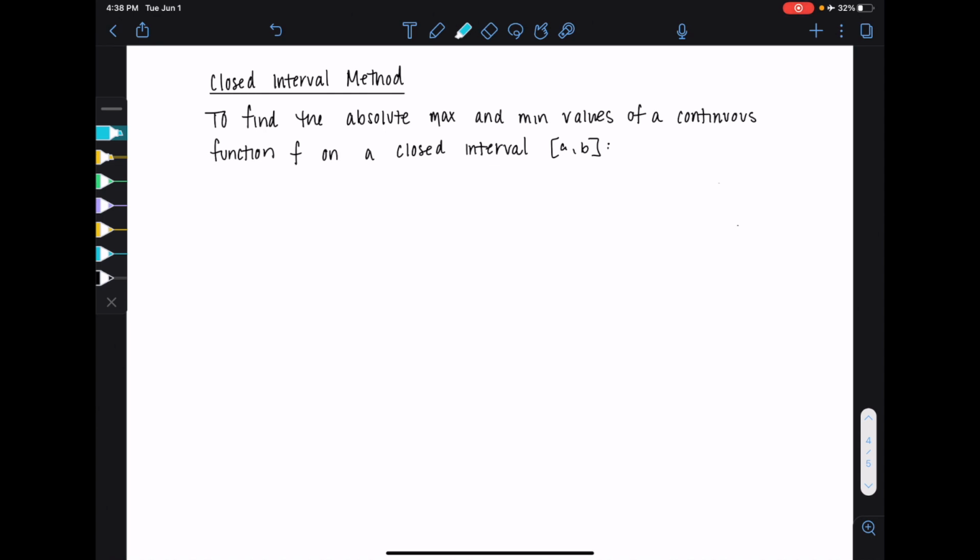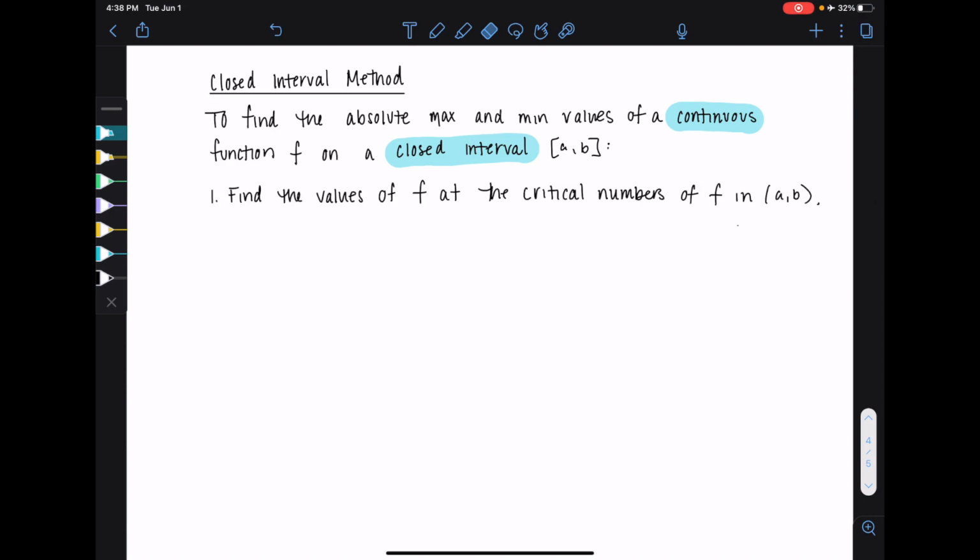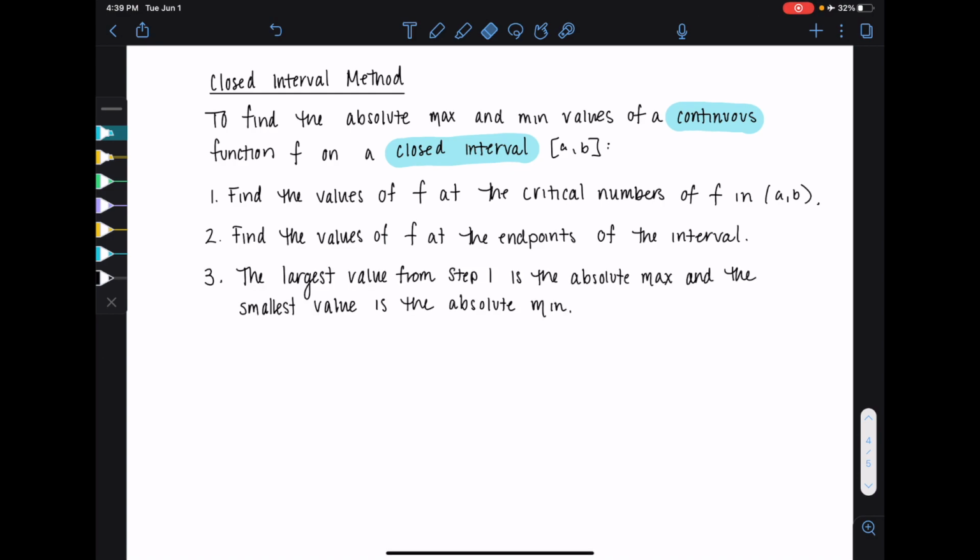So our closed interval method states to find the absolute max and min values of a continuous function on a closed interval, we do the following things. We first find the values of f at the critical numbers inside the interval from a to b. Then we find the values of f at the endpoints of the interval. Whatever the largest value is between step 1 and step 2 is the absolute max, and the smallest is going to be our absolute min. So this should say step 1 and step 2.